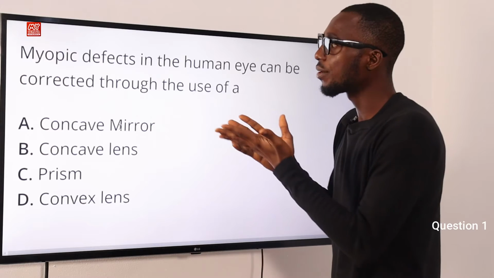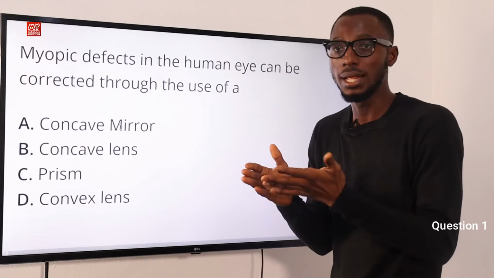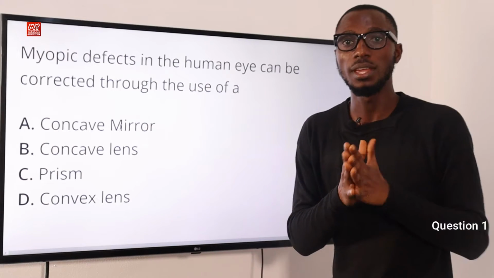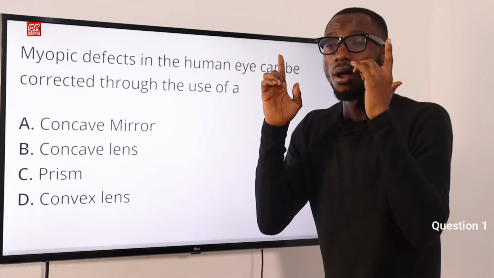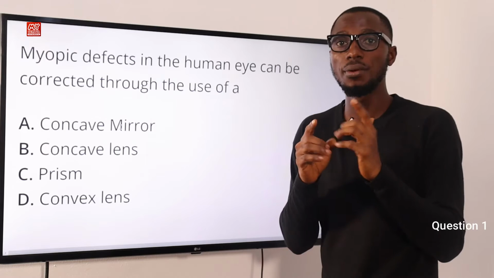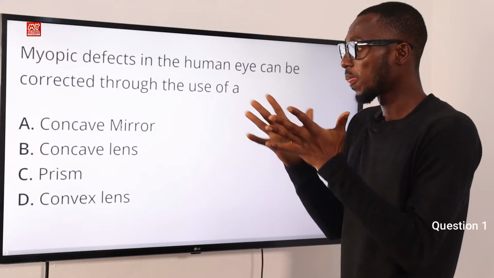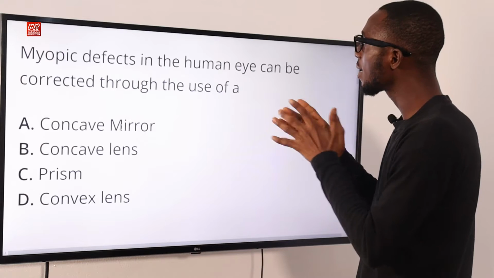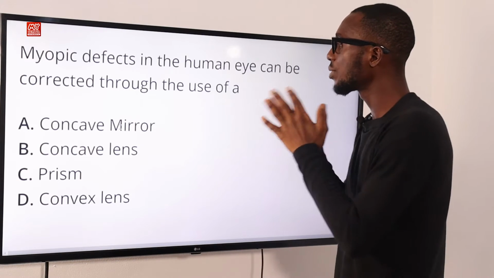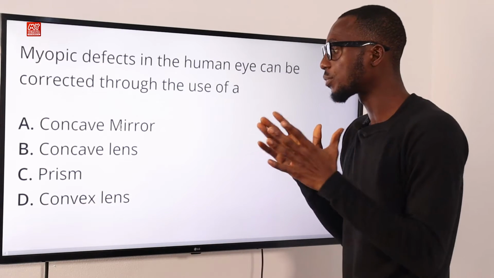So how do you correct short-sightedness? You can use a concave lens or a divergent lens for myopic or short-sightedness. So the correct option here is option B, concave lens. Myopic defects in the human eye can be corrected through the use of a concave lens. Convex lens is used for long-sightedness. So the correct option here is option B.